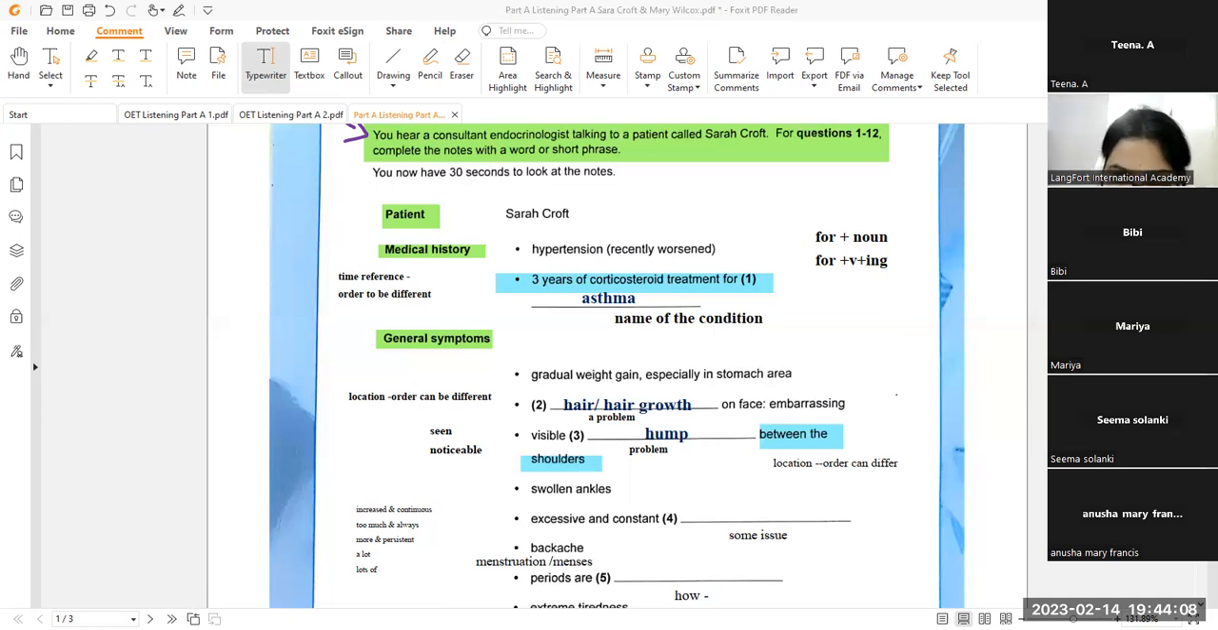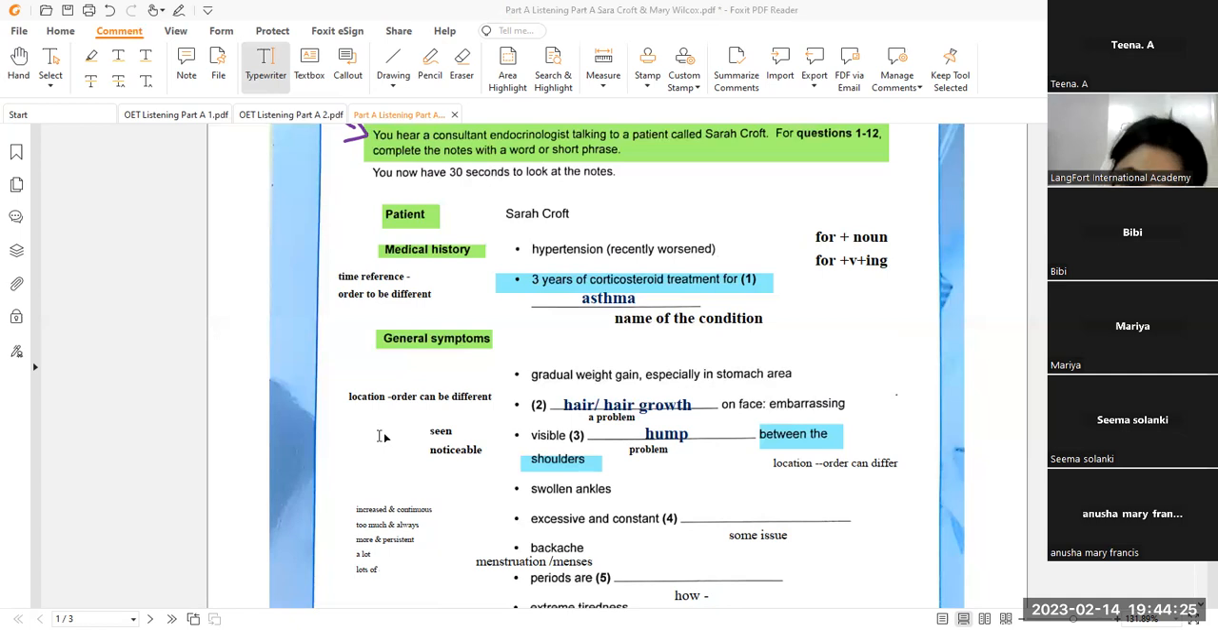I understand you've developed several other problems recently. Yeah, as you can see, my stomach is huge. I've put on a lot of weight and it seems to be concentrated there. And, I don't know what's happened to my face. All this hair... I don't know what happened to my face.